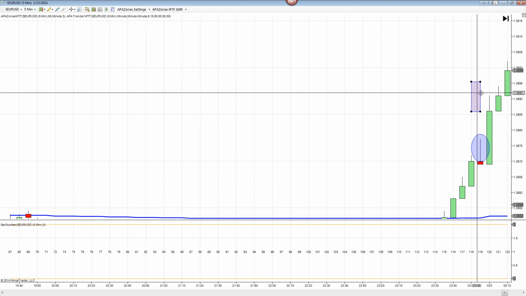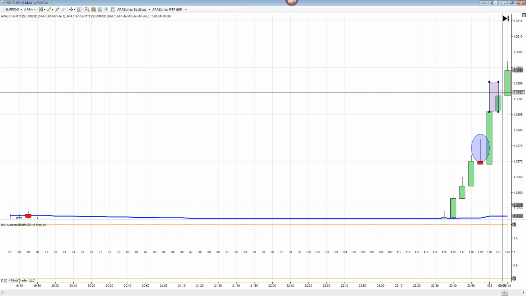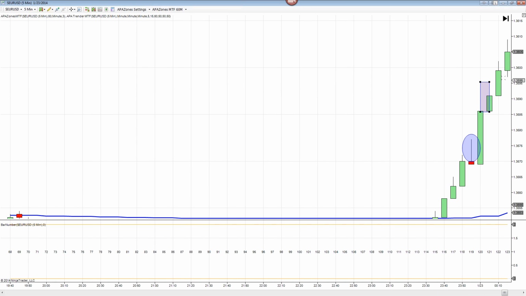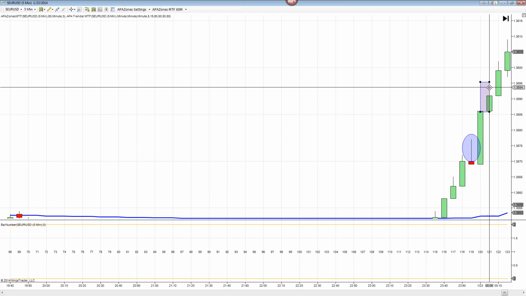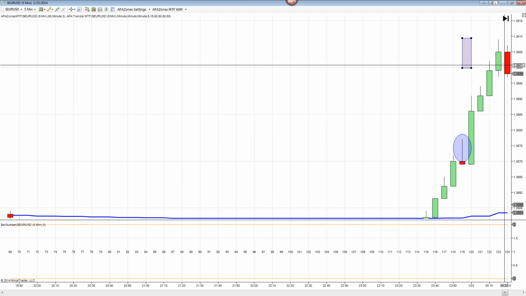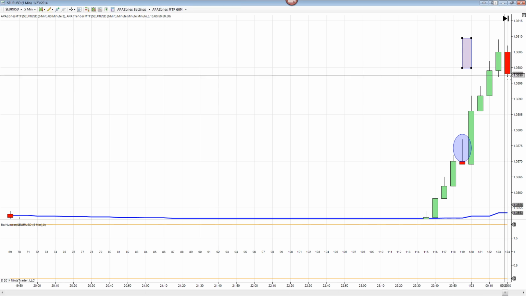Okay, we pumped up just a little bit higher. Nothing really to be said on this. It looks like the uptrend is still continuing. Uptrend is still continuing. New high. Alright, now we have our first red bar.